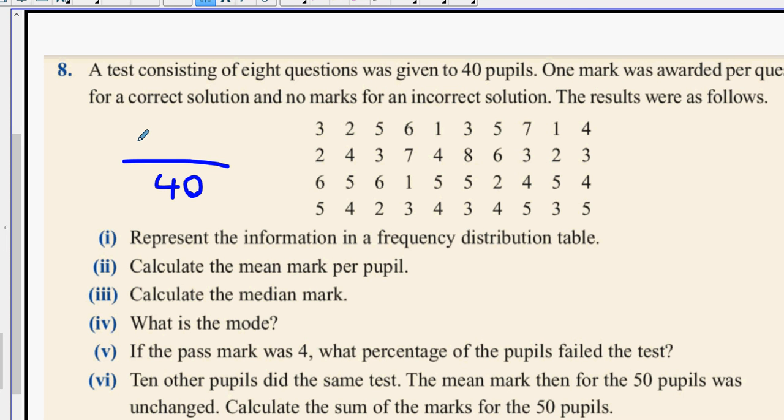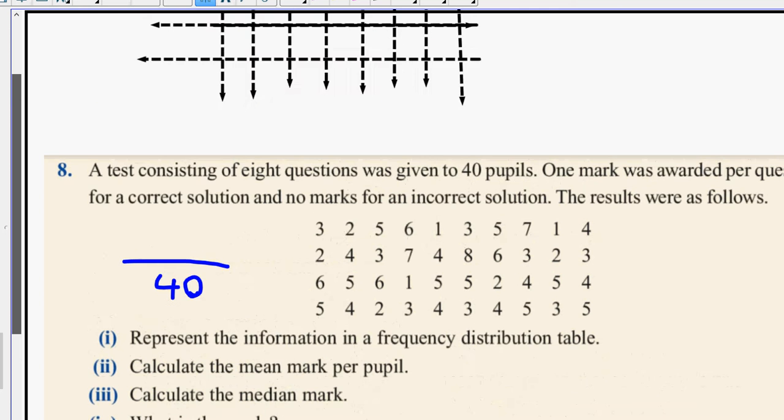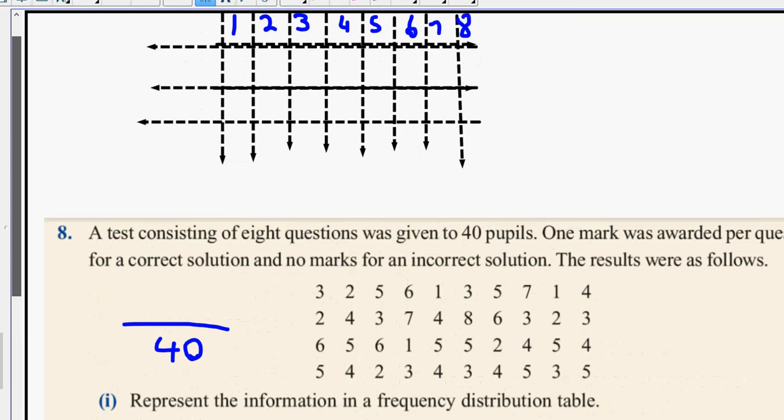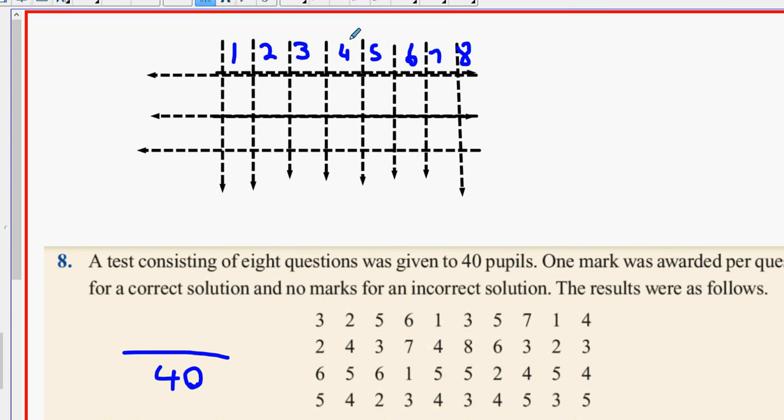Now here's what you're going to do. You're going to go up here and make yourself a little table. And the table has scores 1 through 8. The average has to be somewhere between 1 and 8. Does everybody agree with that? You can't have an average of 20 because it's not possible to score 20 by the looks of it. It has to be in between 1 and 8. Your maximum score is 8. Your minimum score is 1. Average is going to be somewhere in between.